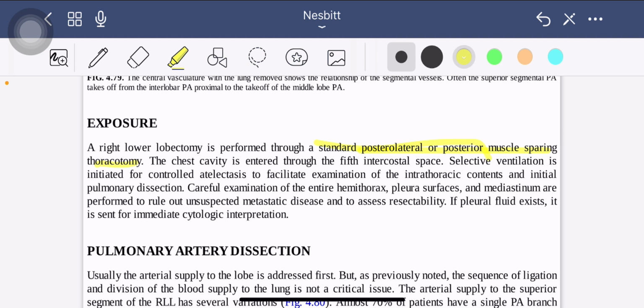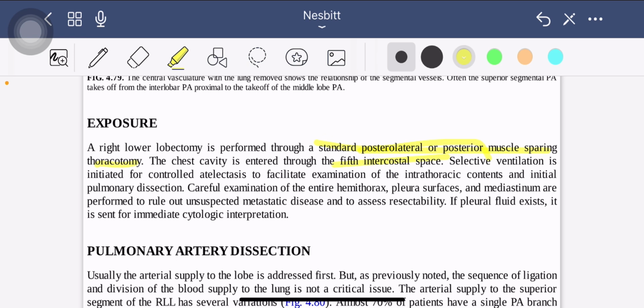So, exposure. Right lower lobectomy is performed through a standard posterolateral or posterior muscle-sparing thoracotomy. The chest cavity is entered through the fifth intercostal space. Selective ventilation is initiated for controlled atelectasis to facilitate examination of the intrathoracic contents.